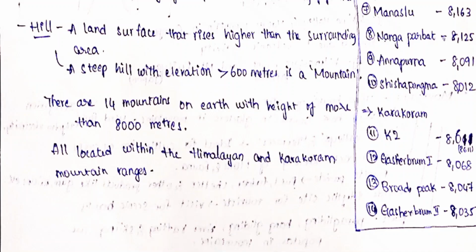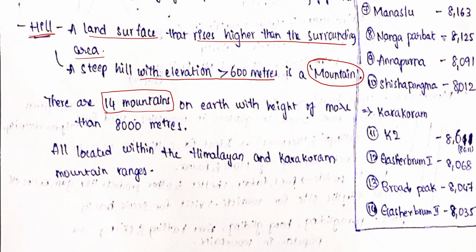Now let's differentiate between a hill and a mountain. What is a hill and what is a mountain? A hill is a land surface that rises higher than the surrounding area but not as high as a mountain. When a hill rises more than 600 meters, it is usually called a mountain. And there are 14 mountains in the world that are above 8,000 meters, and all of them are located in the Himalayan and Karakoram mountain ranges.